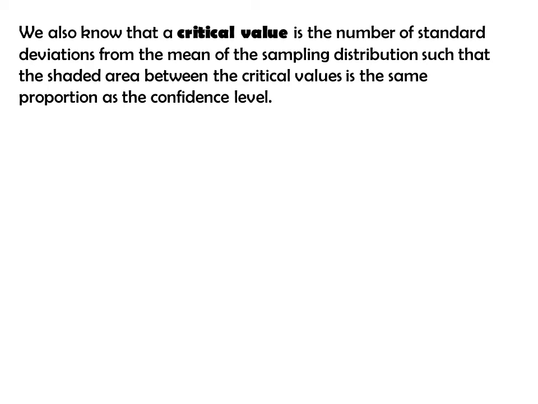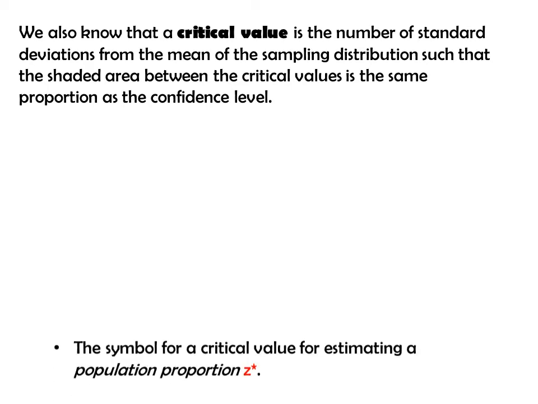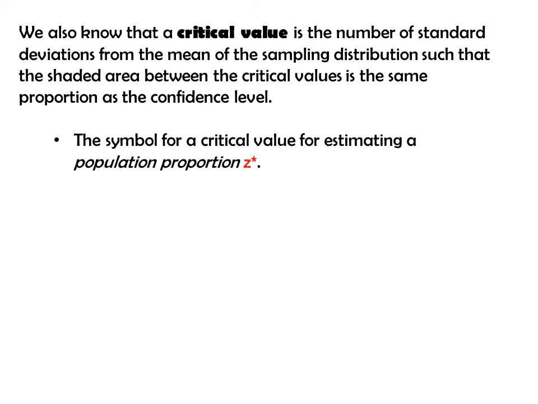We also know that a critical value is the number of standard deviations from the mean of the sampling distribution, such that the shaded area between the critical values is the same proportion as the confidence level. The symbol for a critical value for estimating a population proportion is z*.